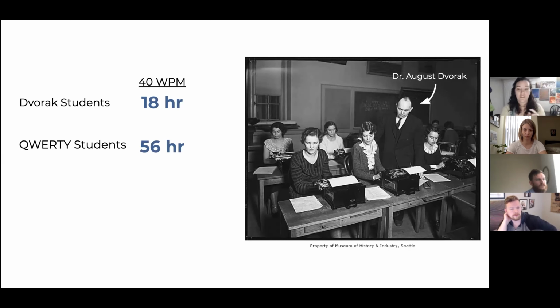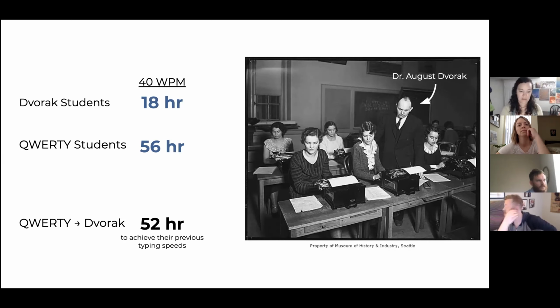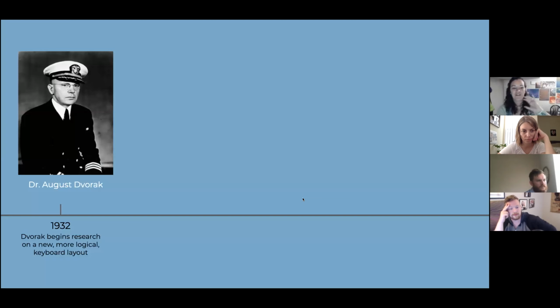They also took students who had typed previously using QWERTY and retrained them on Dvorak, and it took them 52 hours to match their previous typing speeds. So that's usually faster than 40 words per minute. That's retraining your brain from one method to another. So this all is going great for Dvorak.